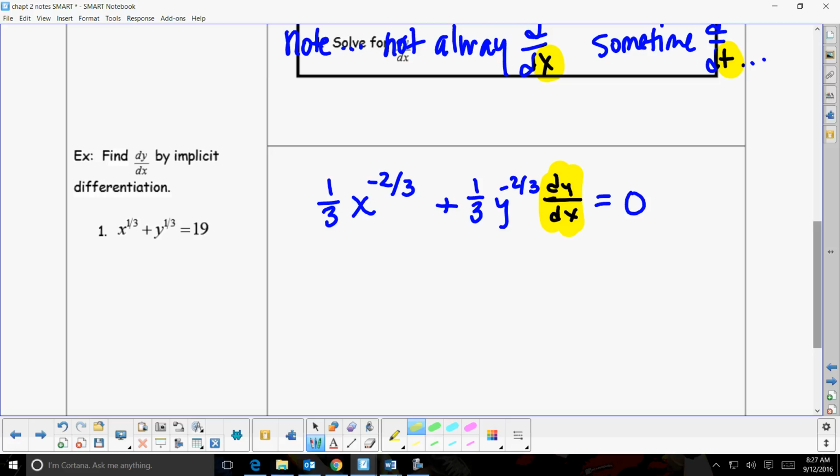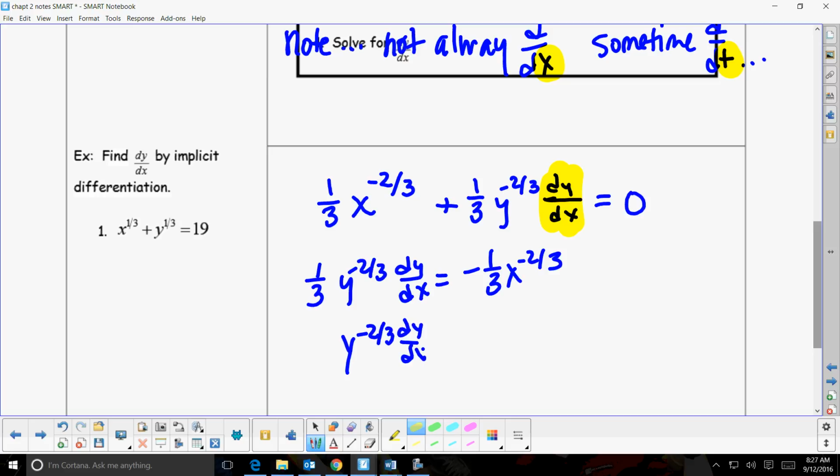So I'm going to first subtract that guy over. by 3. Still okay? No, we're going to get that whole thing on the other side. Okay? So y to the negative 2/3 is kind of the same. It's the same as this guy. Agreed?